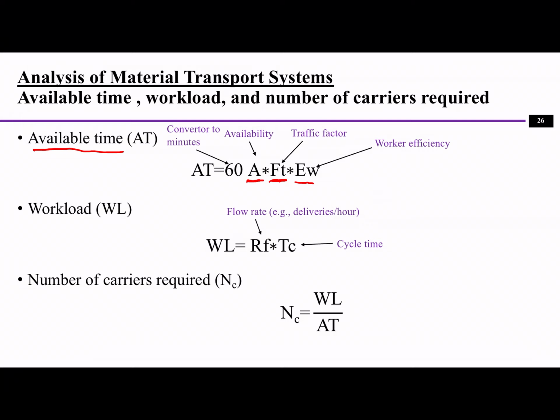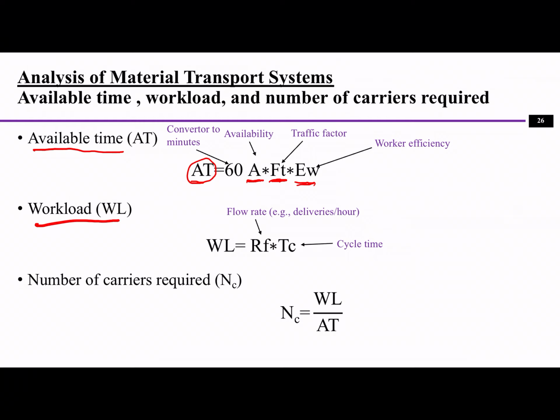And in order to calculate the general available time per hour, 60 is a converter to minutes. So these are the A, the FT, and the EW. They are all ratios, which means they are less than 1. Then times 60, you come out with the available minutes per hour.